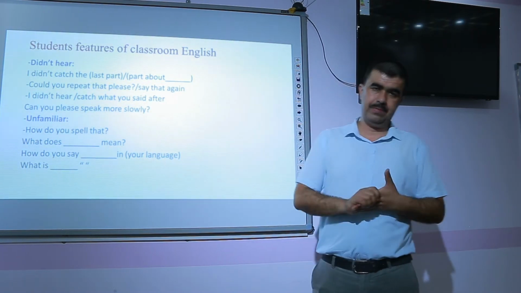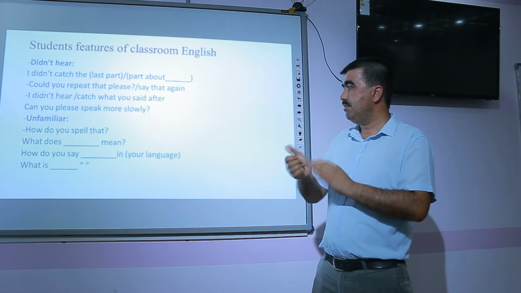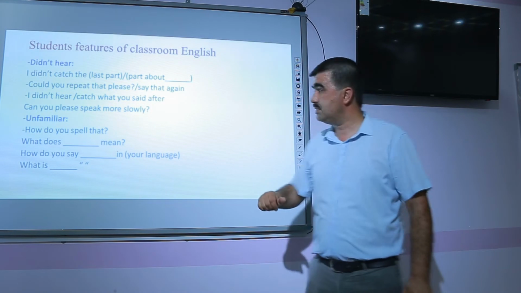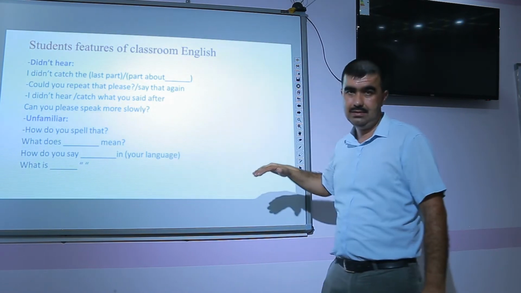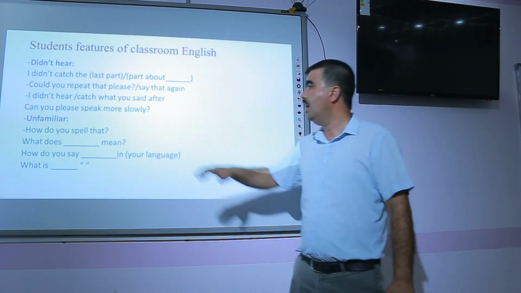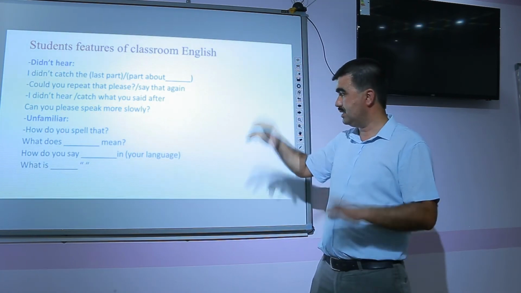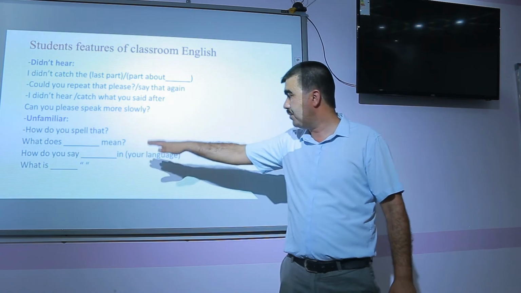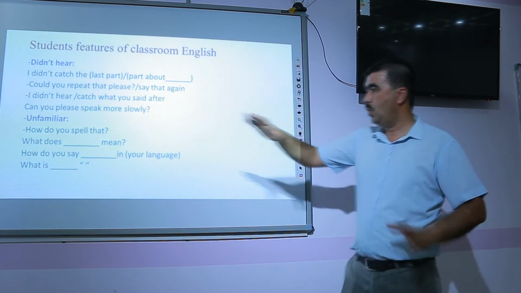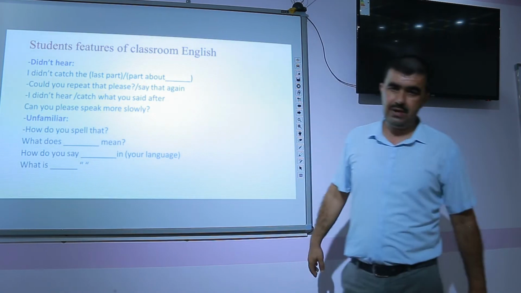Unfamiliar things. We know that it's difficult to learn a foreign language, so maybe there are a lot of questions. In this case, students may ask, how do you spell that? Or for example, how do you spell unfortunately? Or what does unfortunately mean? Or another question, how do you say unfortunately, for example, in the Uzbek language? So the next slide, please.